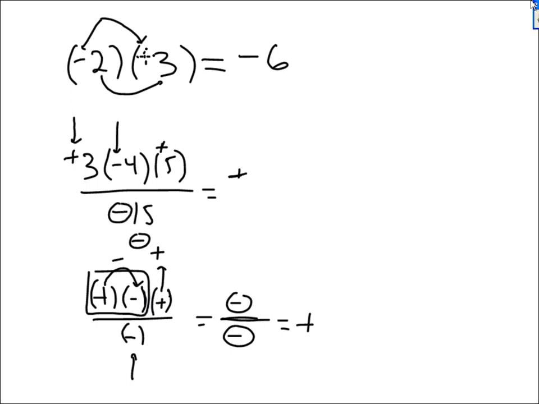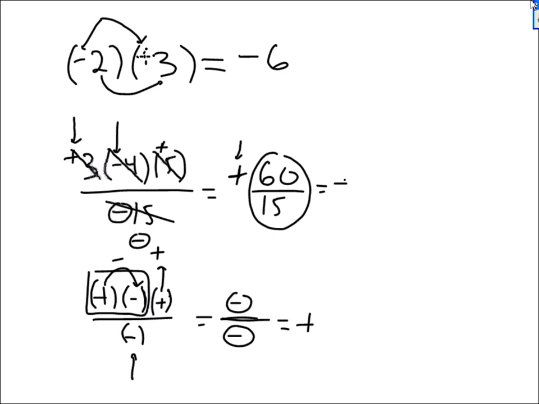Ignore all signs now. 3 times 4 is 12, times 5 is 60, over, just call that 15. This number is 4, positive 4. 15 goes into 60 4 times.